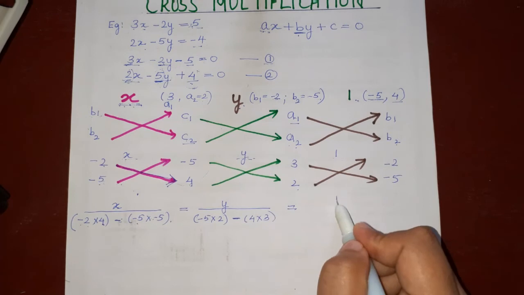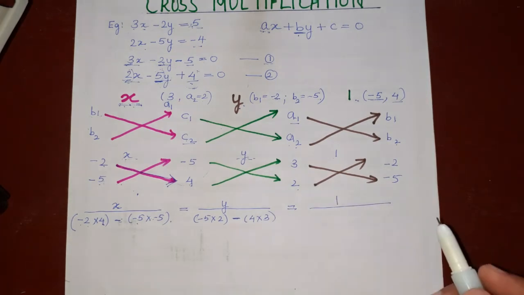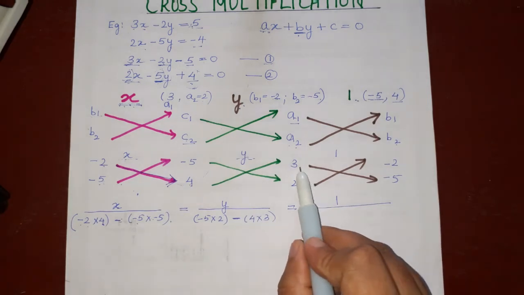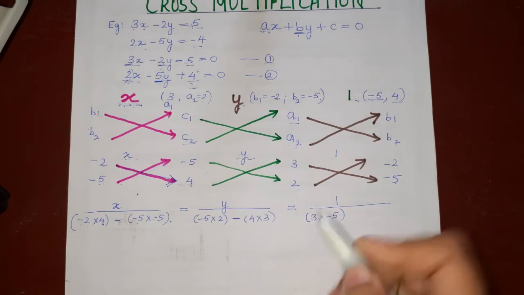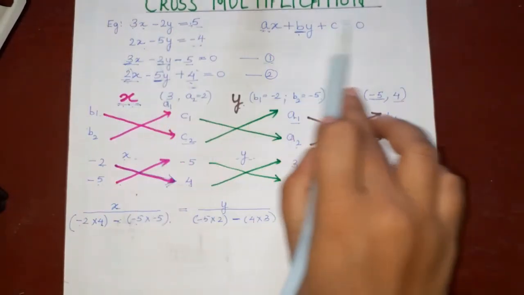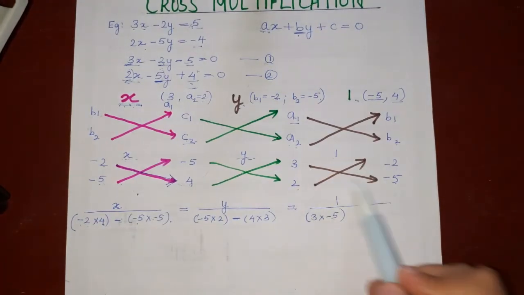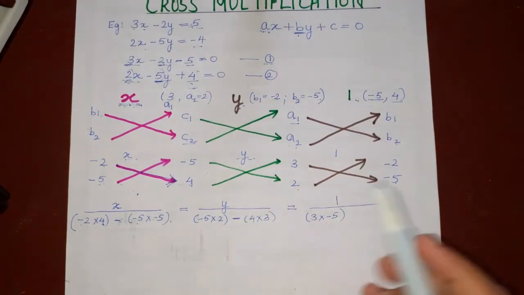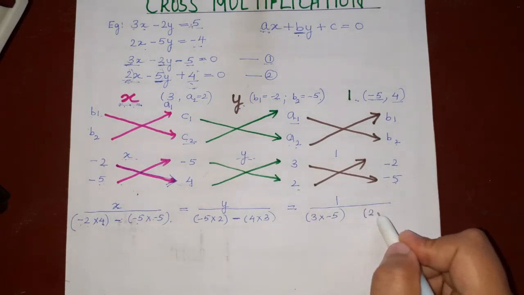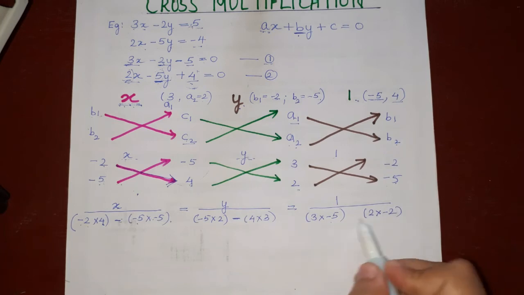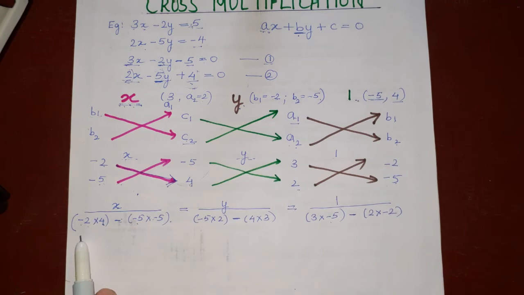So I'm going to write 1, underline it. Then again check where the arrows are going. The first arrow is going from 3 to -5. So I am going to multiply 3 into -5. Cross multiplication. That is why we are multiplying it in a cross way. Then the next arrow is going from 2 to -2. Multiply, and between these two brackets we have to put a subtraction sign. Now we have to solve it according to these signs.